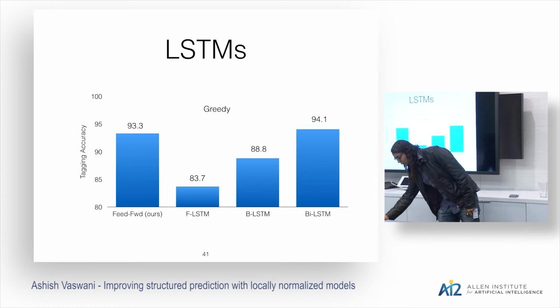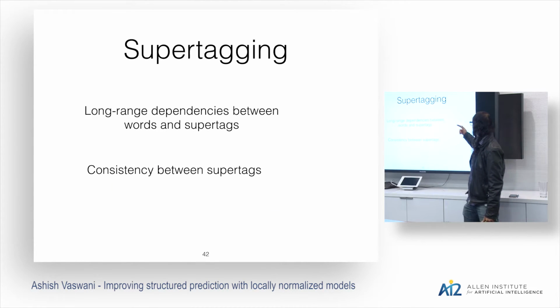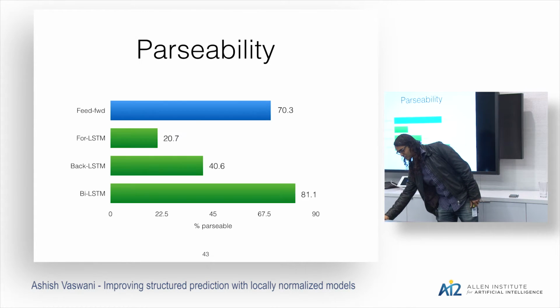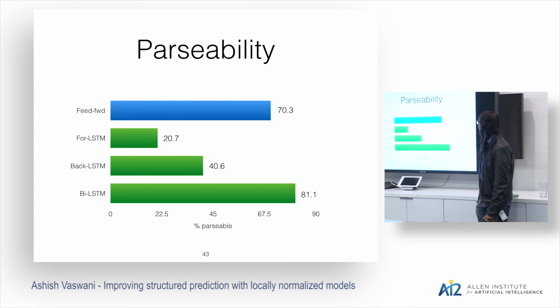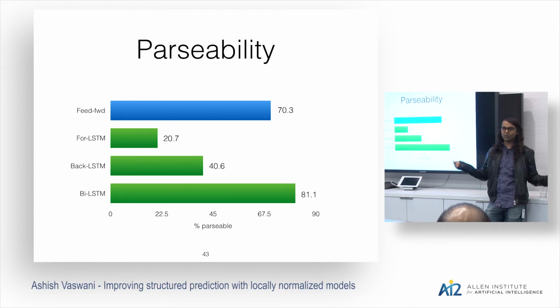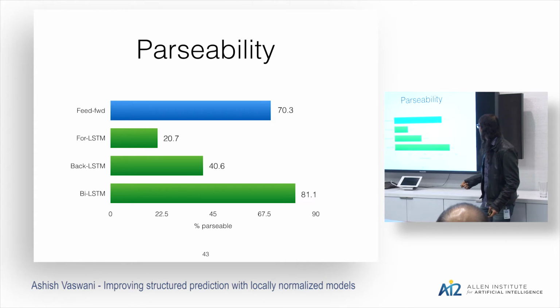Okay, so we have sort of checked the first point: we have long-range dependencies between words and supertags. So how do we get consistency between supertags? When I say consistency, what we did was take our supertag sequences and run a deterministic CKY parser. This is Jonathan Bisk's parser. We extracted CCG rules from the treebank, and we ran them on our supertags to see how parsable these sentences are. And it turns out that the feed-forward neural network has decent parsability.